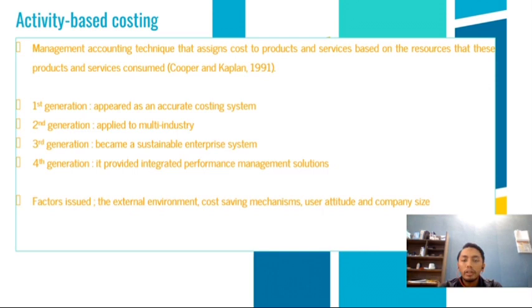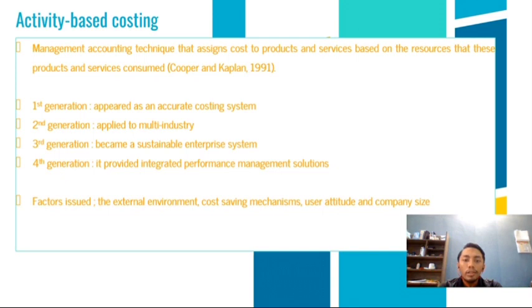There are 4 generations of ABC evolving from 1987 to 2010. Firstly, ABC appeared as an accurate costing system, as cost and profit drivers, and as a tool used for activity-based management. In the second generation, it was being applied in a multi-industry, used as an extended value chain, and as a predictive model in process analysis. In early 2000, during the third generation of ABC, it became a sustainable enterprise system in many industries. Lastly, it provided integrated performance management solution and was used as an analytical tool.